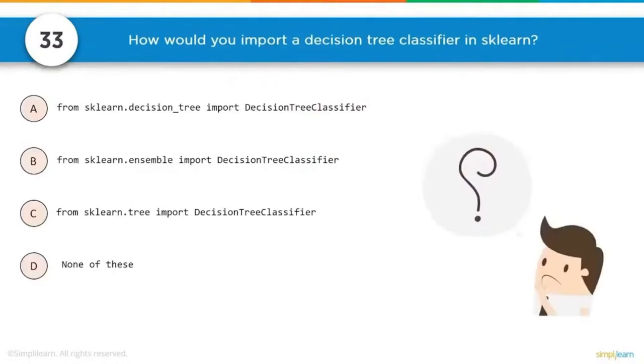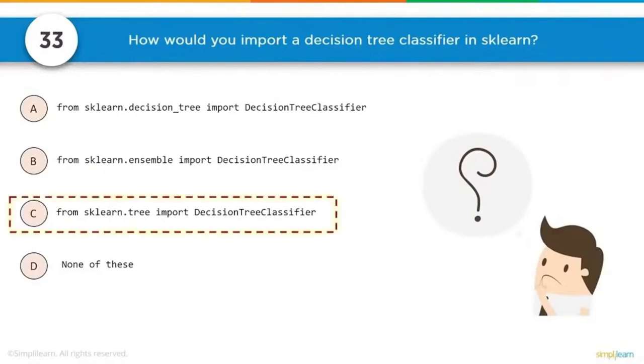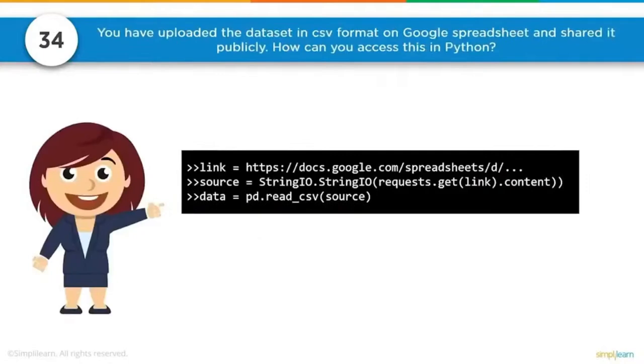Number 33, how would you import a decision tree classifier in sklearn? We have sklearn.decisiontree import decision tree classifier. From sklearn.ensemble import decision tree classifier. And we look at these and they're all import decision tree classifier. That actually last part happens to be correct, and it's really just a vocabulary question: where is the decision tree classifier stored, what module is it a part of, and it is of course part of sklearn.tree. Option C.